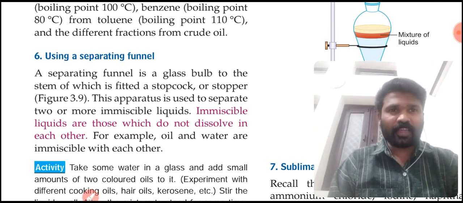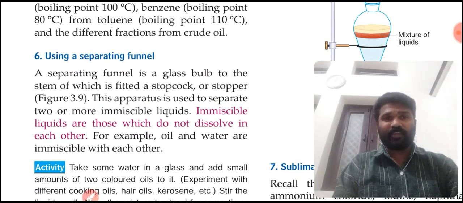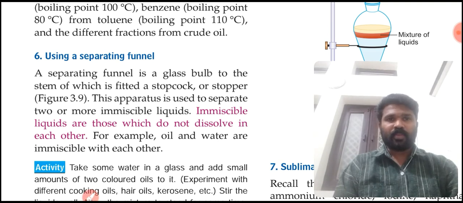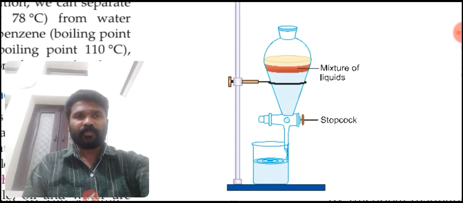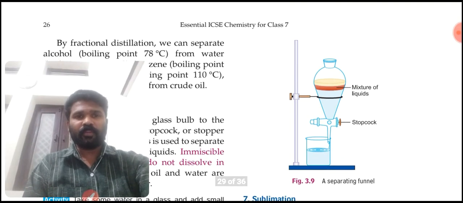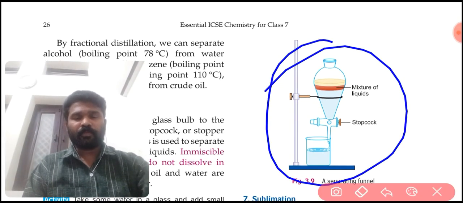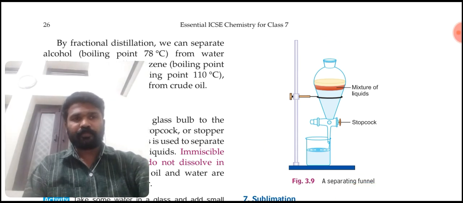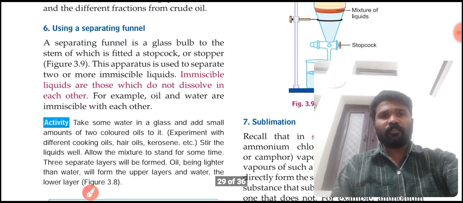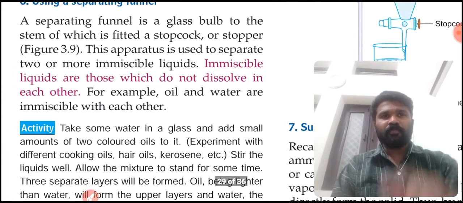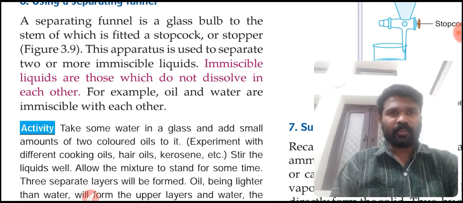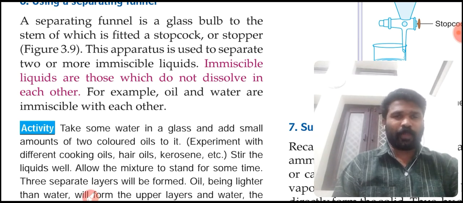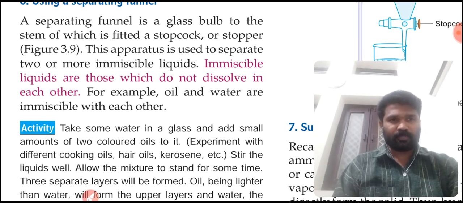A separating funnel is a glass bulb to the stem of which is fitted a stopcock or a stopper. You can see the diagram of a separating funnel here. Okay, observe the diagram. This apparatus is used to separate two or more immiscible liquids.